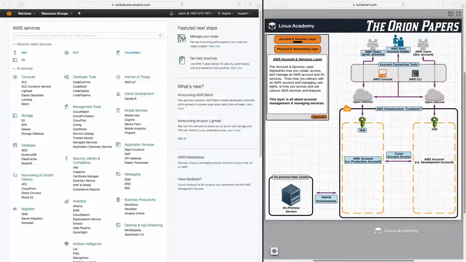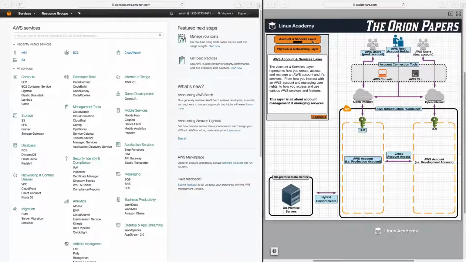Hello and welcome back. Now that we have moved on from the course introduction section of the Certified Solutions Architect course, I now want to talk about some of the account and physical organization of Amazon Web Services and how that is displayed and is going to be used here in the Orion papers. So, let's talk briefly about the two main sections of the Orion papers, which are the account and services layer and the physical and networking layer, which I'll go into in the next lesson.